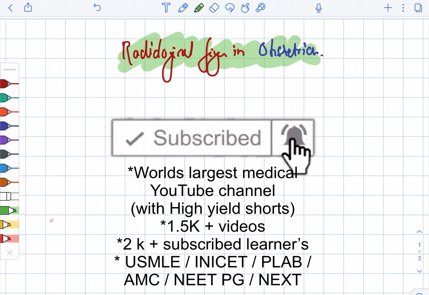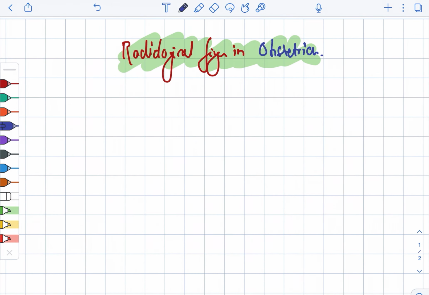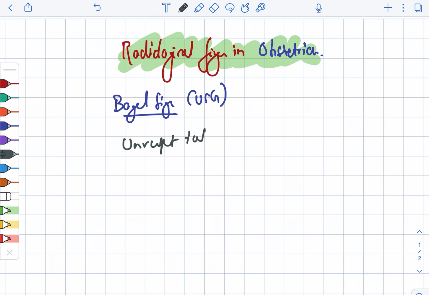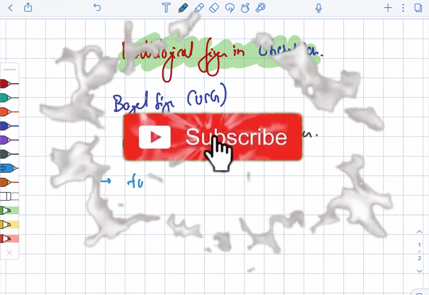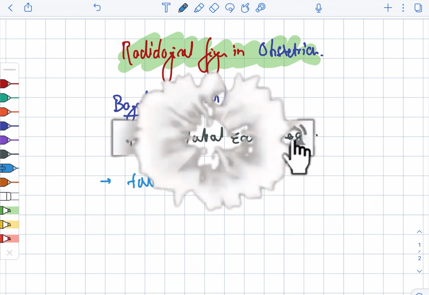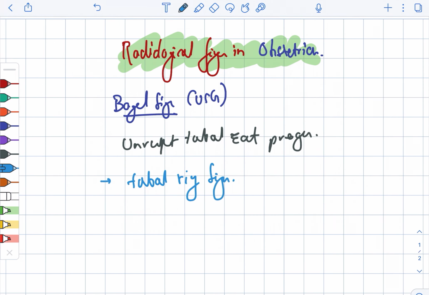Radiological signs in terms of obstetrics. So firstly, we are looking at the bagel sign. The bagel sign is seen on USG. It is nothing but the unruptured tubal ectopic pregnancy. Tubal ectopic pregnancy. It is also known as the tubal ring sign and also the blob sign.